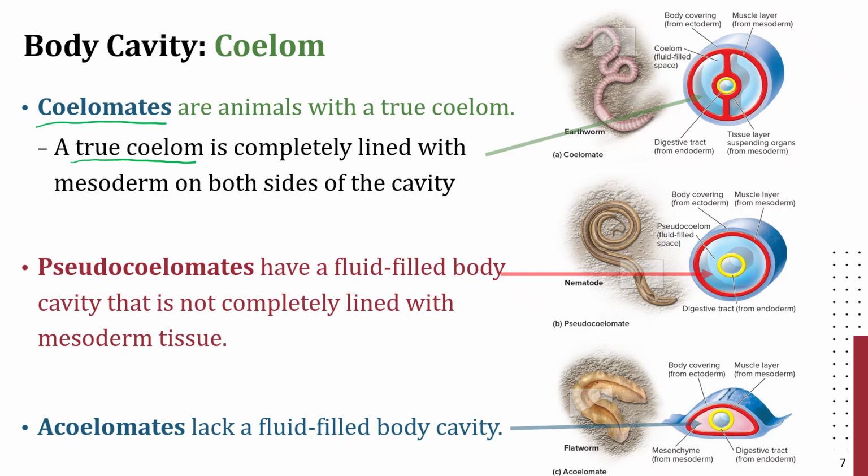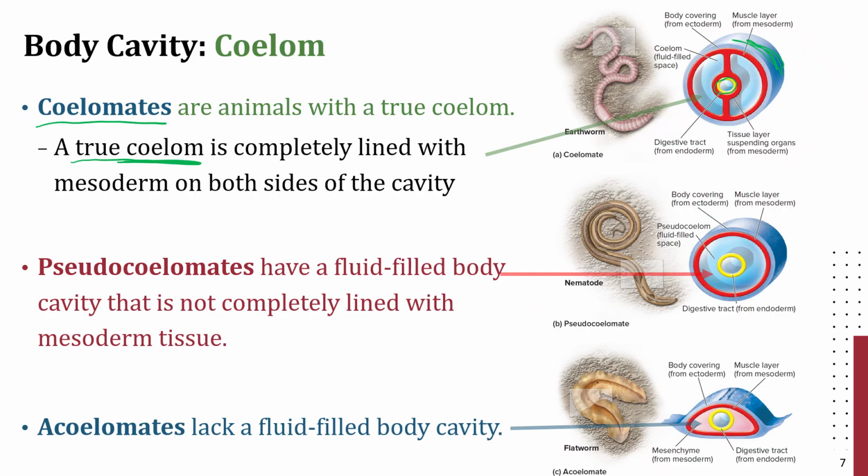So we've got that diagram of our worm again. We've got the ectoderm on the outside, endoderm in the center, and then you can see the red mesoderm lines the inner layer of the ectoderm and the outer layer of that endoderm. So if we have lining on both sides of that cavity, then we say that this is a true coelom, and the organism is called a coelomate.